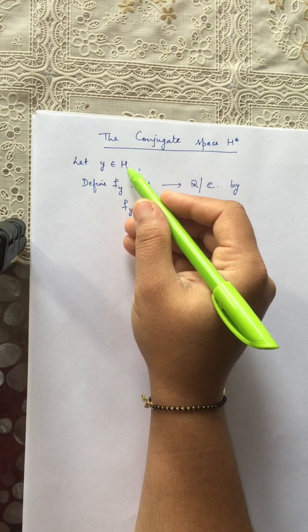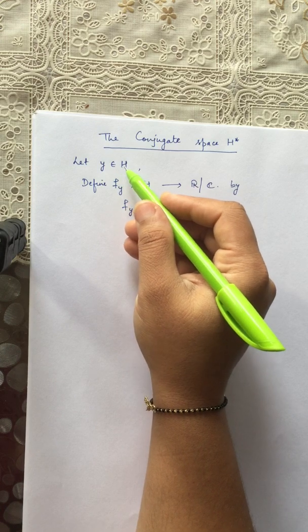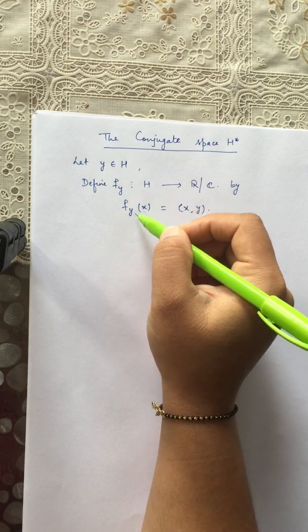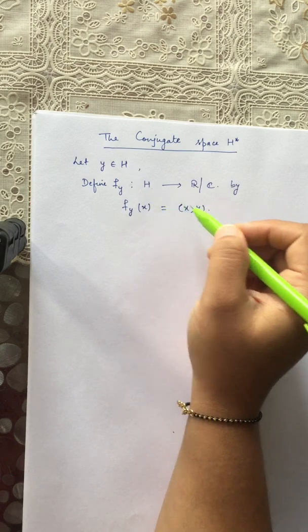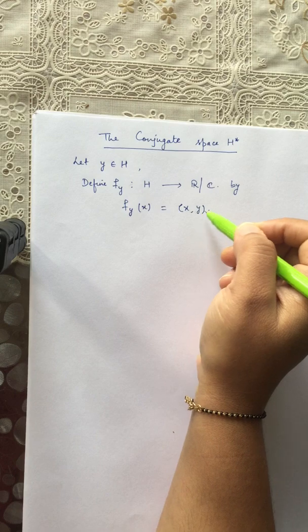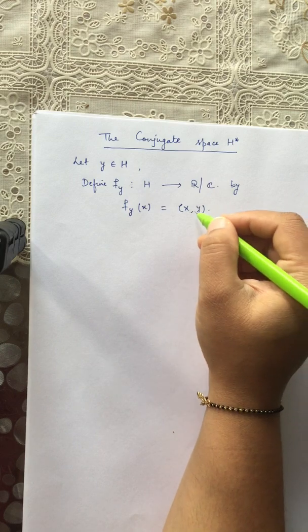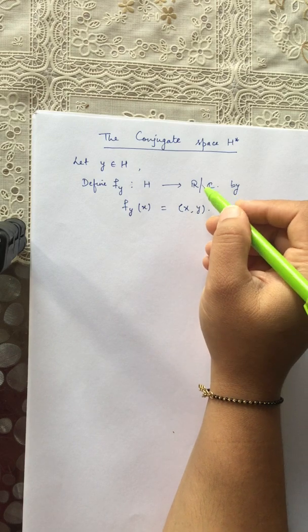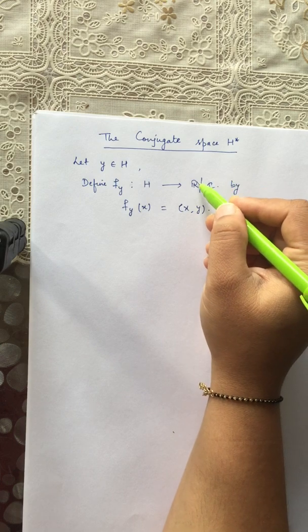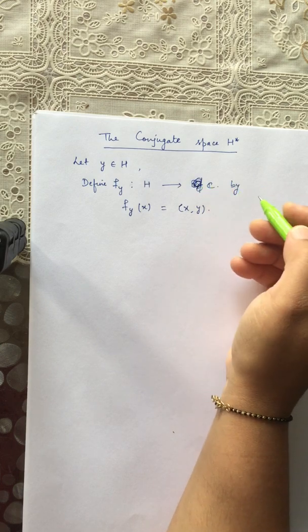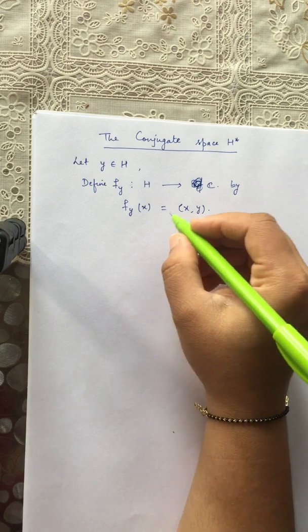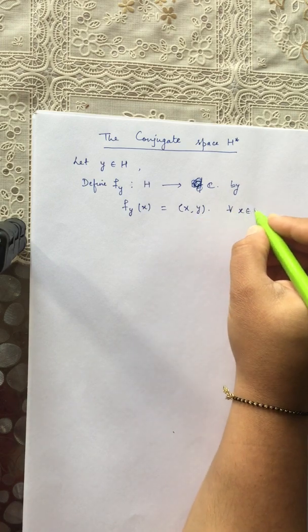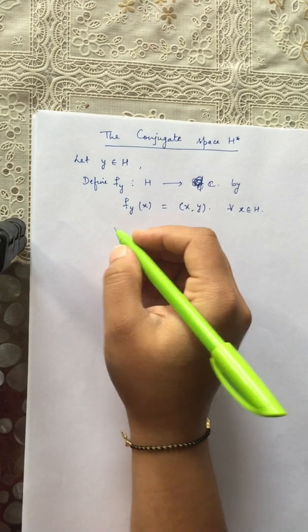Because this y is in Hilbert space already, this is a fixed vector, and we define fy at any x in H. X and y both belong to H, and H is a Hilbert space, so this inner product is well defined, and this is a complex number. So here our field is just complex numbers because we are taking Hilbert spaces, so this inner product xy is a complex number for all x in H. We define this function fy.